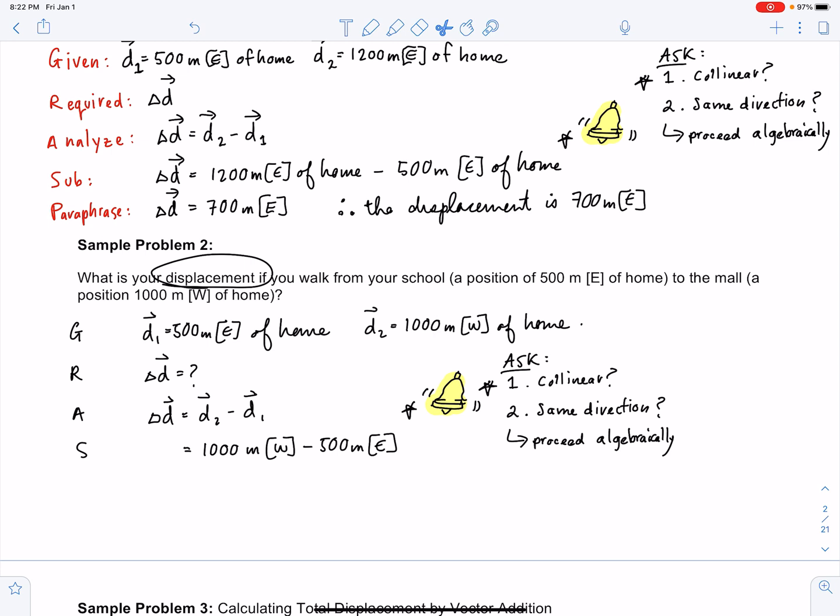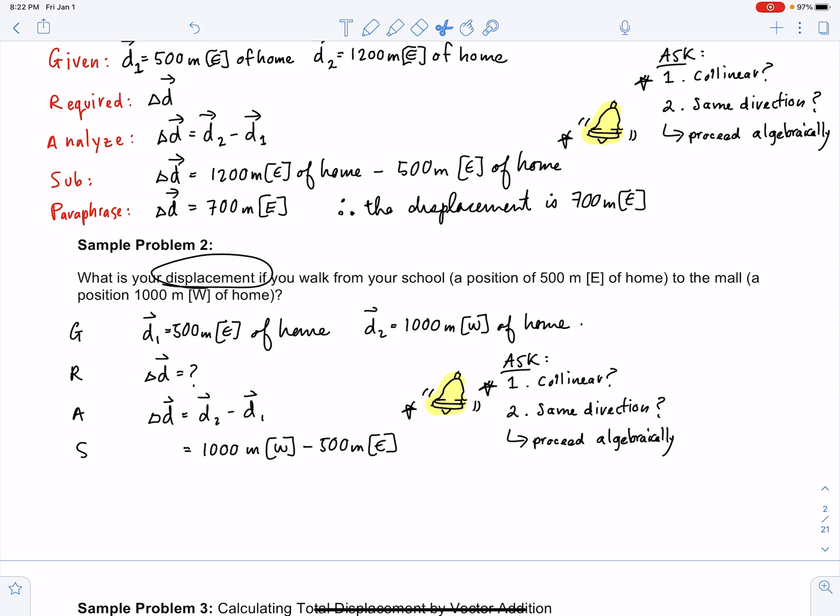Now ask yourself, are they in the same direction? And it's clear that they're not. West and east are in different directions. In order to proceed algebraically, they have to be in the same direction. So we have to write 1,000 meters west and 500 meters east in the same direction. How do we do that?